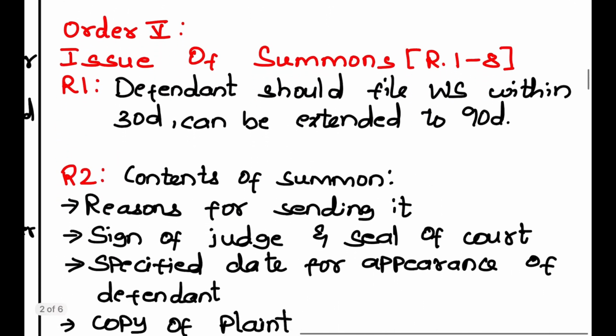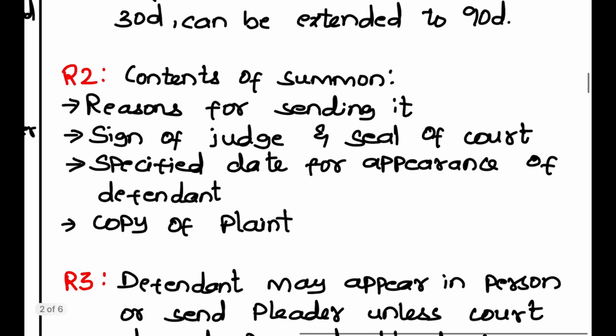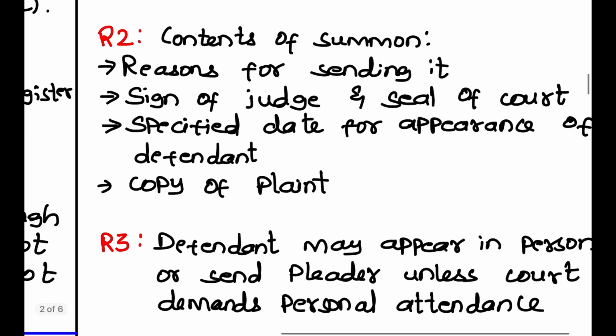Order 5 is divided into two parts. First is issue of summons, and the next is modes of service of summons. In issue of summons, Rule 1 to 8 covers the contents of a summons, what a summons should contain. The summons should contain reasons for sending it, the signature of the judge and the seal of the court, a specified date for appearance of the defendant, and a copy of the plaint. All this should be sent to the defendant to make his appearance.